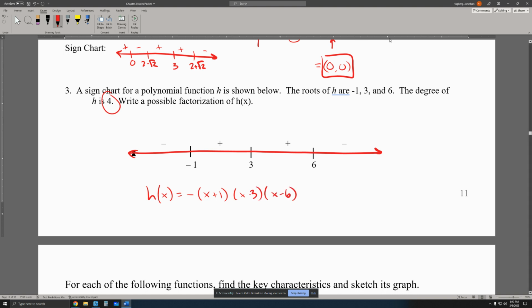Now looking at this, I notice that the multiplicity of the 0 at x equals -1 is odd. The multiplicity at 3 is even, and the multiplicity at 6 is odd. And I notice this because it's changing signs about the 0 at -1 and at 6, but it's not changing signs at the 0 at 3. So that tells me that this factor, x minus 3, must be an even multiplicity, or it happens an even number of times in the factorization. Because it's degree 4, if we square it, that accounts for all of our zeros here. So this is a possible factorization.